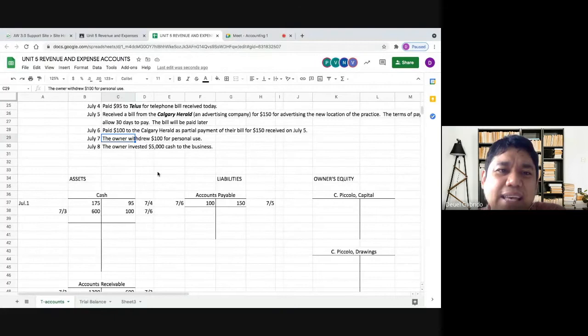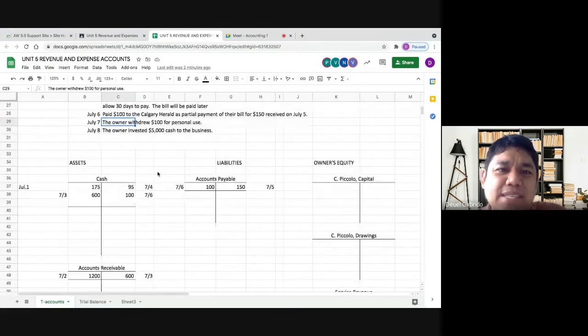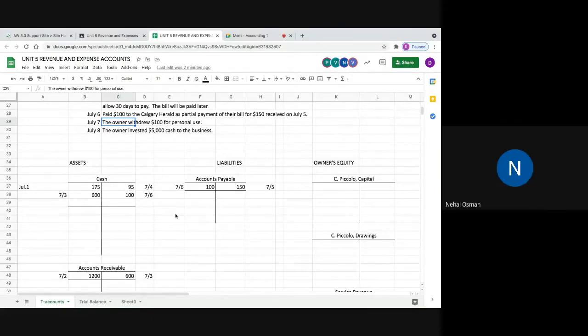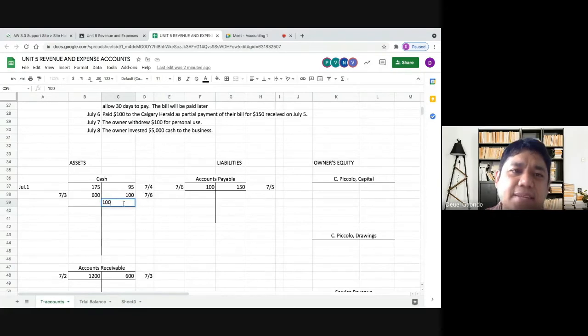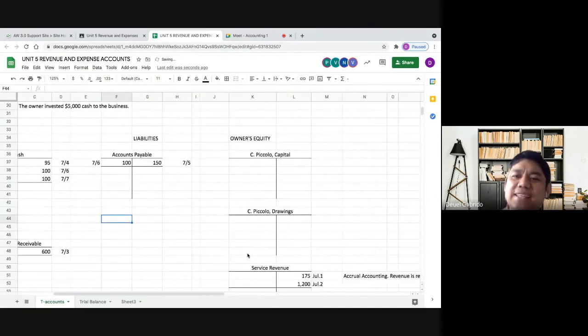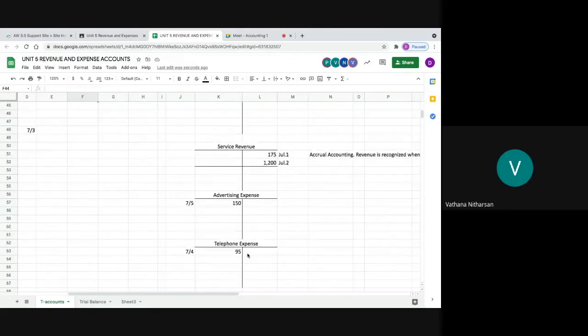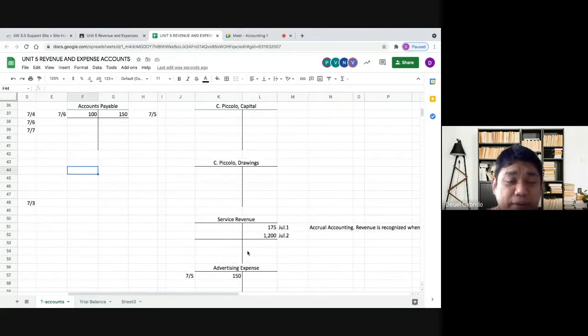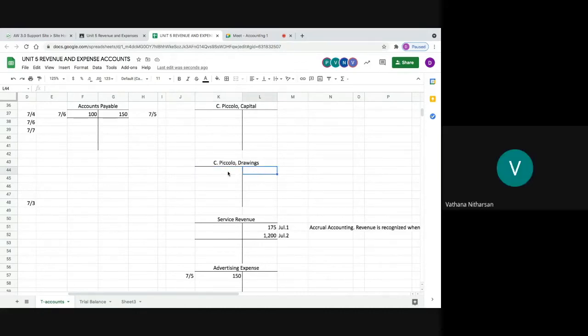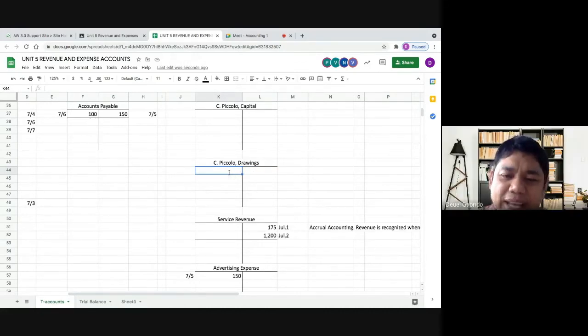So in this case, what's going to happen to the business cash if the owner withdrew $100? Decrease. So debit, credit? Credit. So this one is for your drawings. The business cash will decrease. And is that a drawing or an expense? Drawing. That's a drawing, right? It's very clear, for personal use. So therefore, debit, credit? Debit. So why debit?